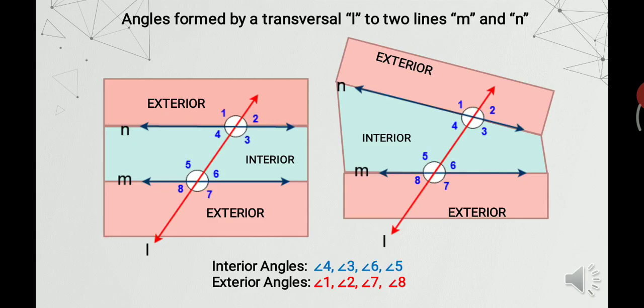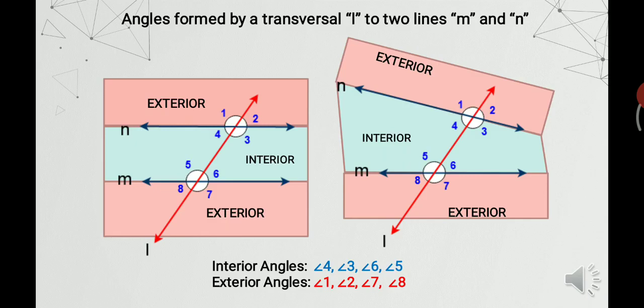In both figures, L is a transversal to the lines M and N. In the first figure, a total of 8 angles are formed by the parallel lines and a transversal. Also in the second figure, the same 8 angles are formed by the non-parallel lines and the transversal.